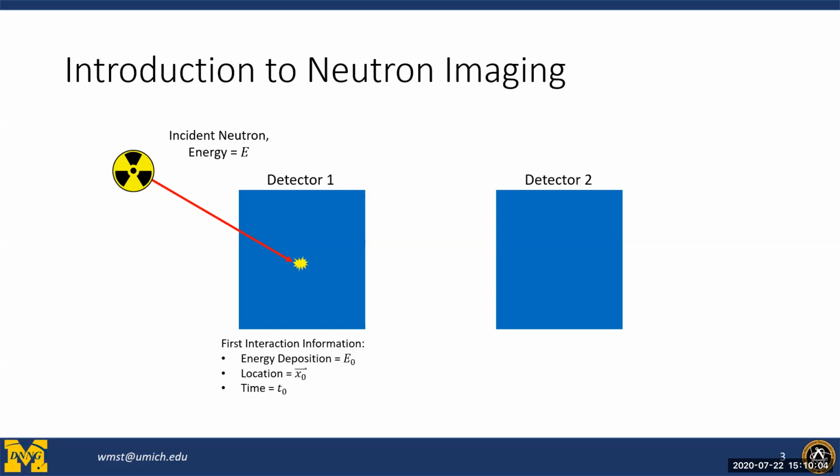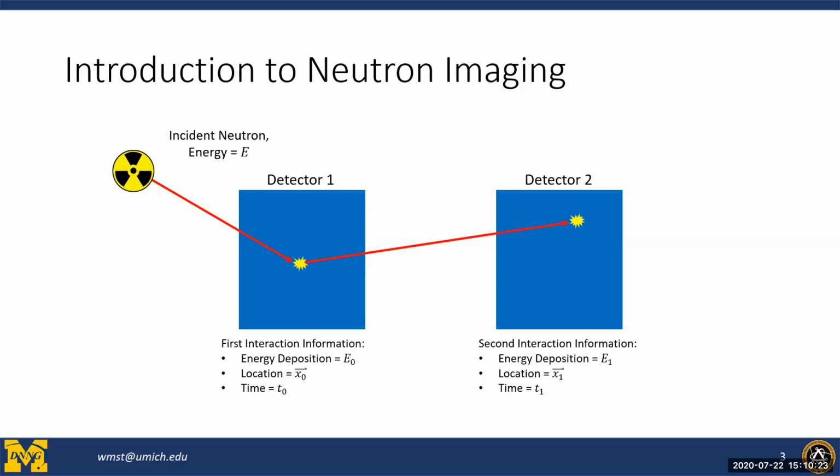This gives us some information. It gives us an energy deposited, it gives us a location, and it also gives us a start time. We can then see that neutron go and scatter into a different detector. And from that, again, we get energy information, position information, and then timing information.